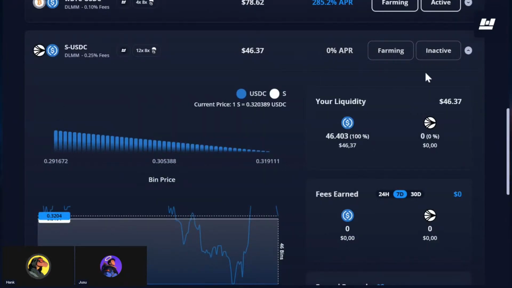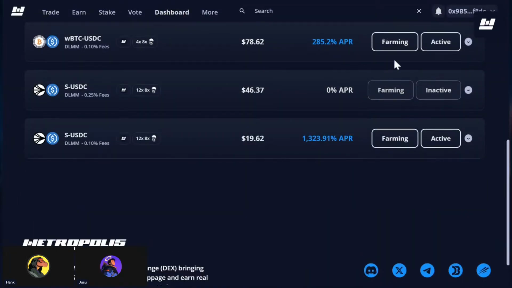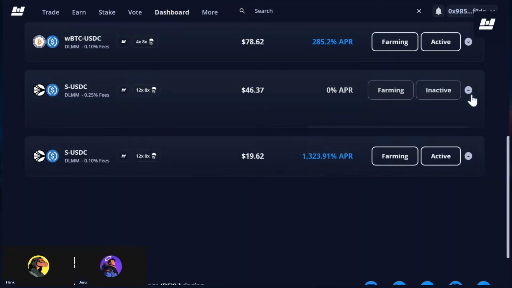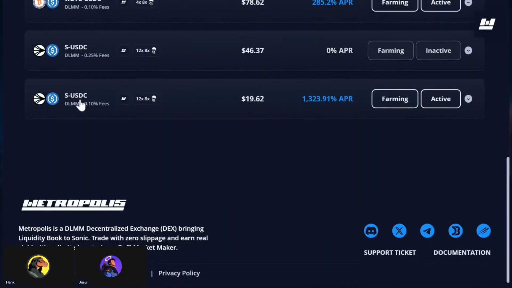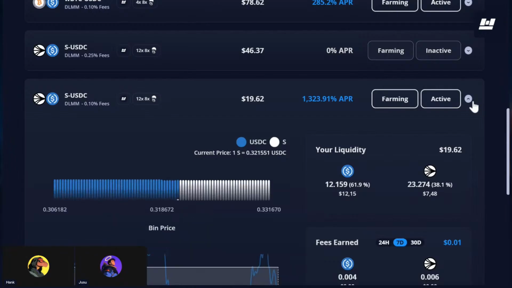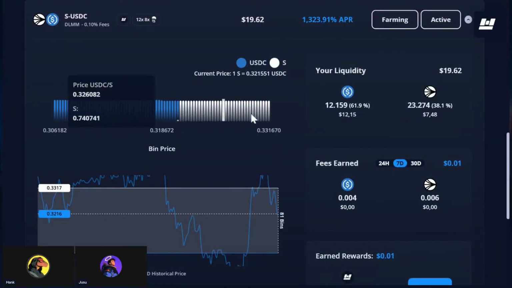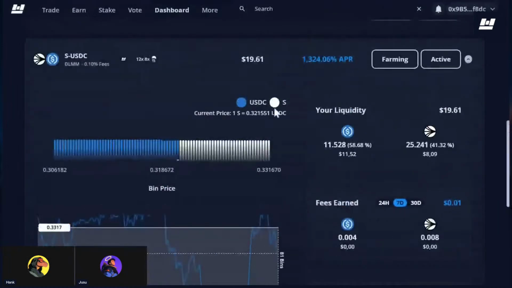So this is still inactive, and as it gets active, it would show me, and then I know I need to go here and pull some bins out. And then here, what I have is also another USDC. Which one was this one? Oh, this was a normal distribution we did in the beginning with the simple mode.